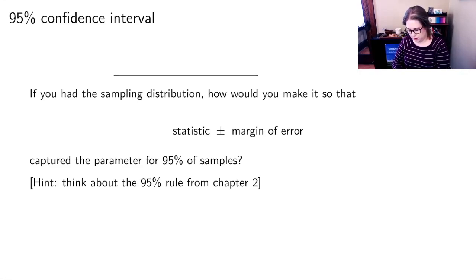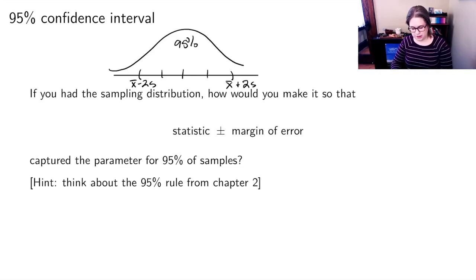So let me draw you a vaguely symmetric bell-shaped distribution, and let's say that it's centered around here. The 95% rule says that we can say that 95% of the data is going to be between plus or minus 2 standard deviations. So this is x bar minus 2s, there's minus 1s, here's plus 1s, x bar plus 2s. So that indicates that our margin of error is going to be maybe 2 times the standard deviation.